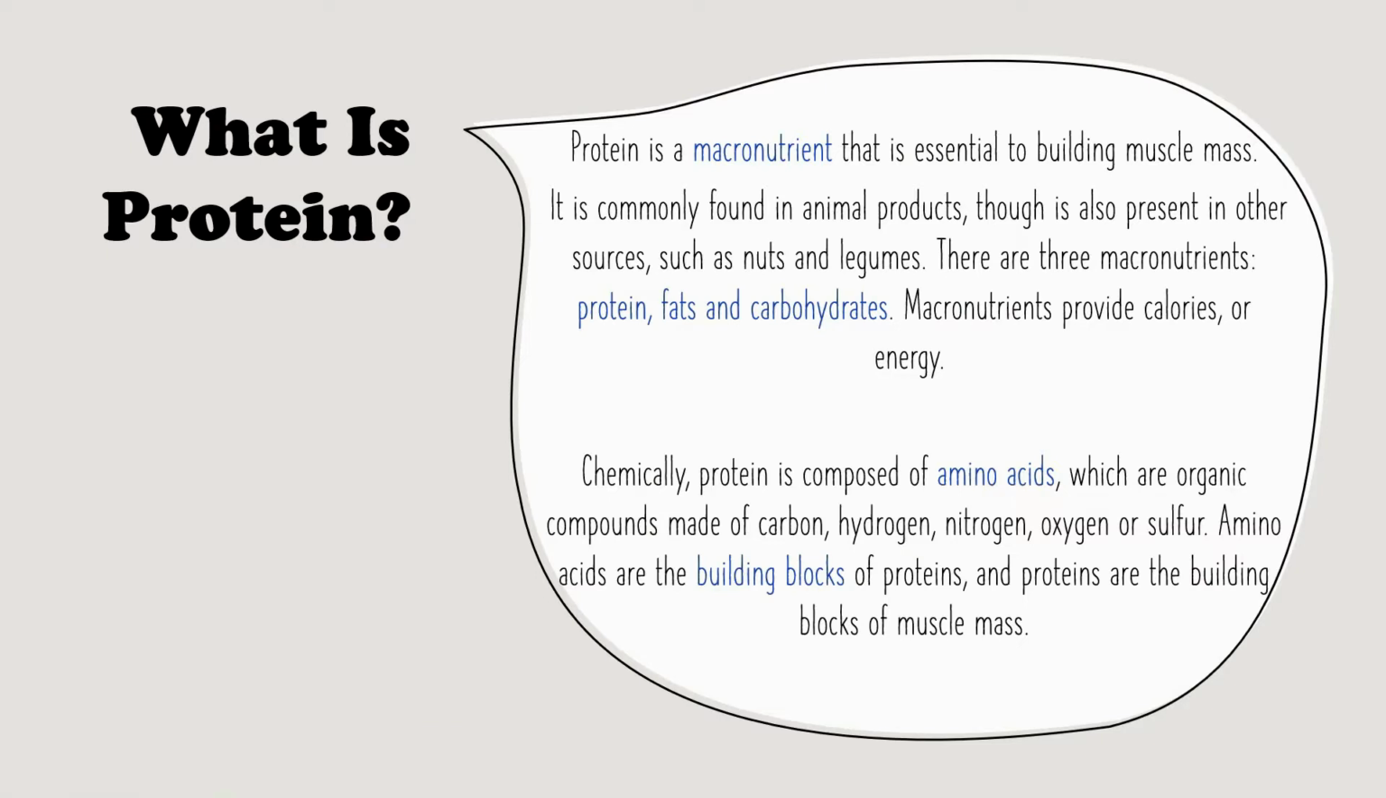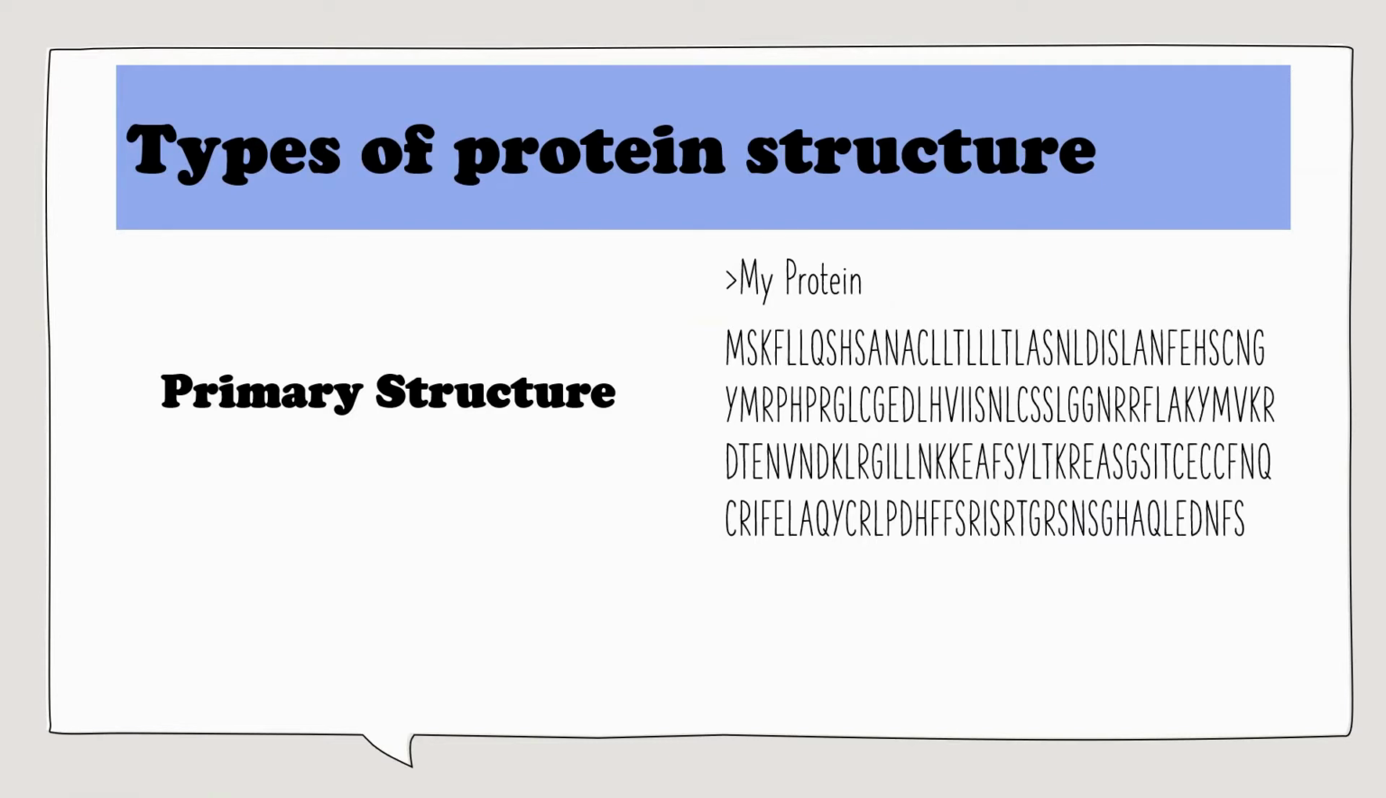So chemically, protein is composed of amino acids, which are organic compounds made of carbon, hydrogen, nitrogen, oxygen, or sulfur. Amino acids are the building blocks of proteins, and proteins are the building blocks of muscle mass. So now let's talk about the types of protein structure.